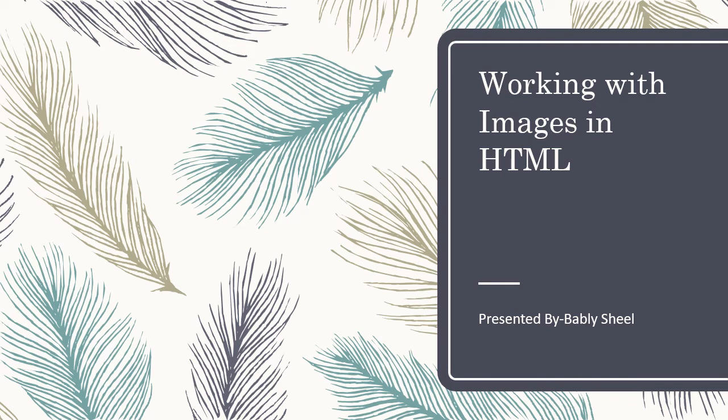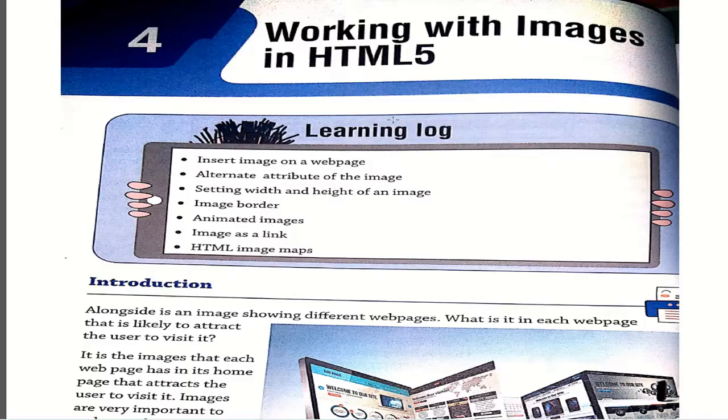Today we'll learn how to work with images in HTML. Let's see. So student, in this chapter number 4, working with images in HTML5, we'll learn how to insert images on web pages, the alternate attribute of images, setting width and height of an image, border, animated images, image as a link, and HTML image maps, and how we can insert all these parts in our HTML.